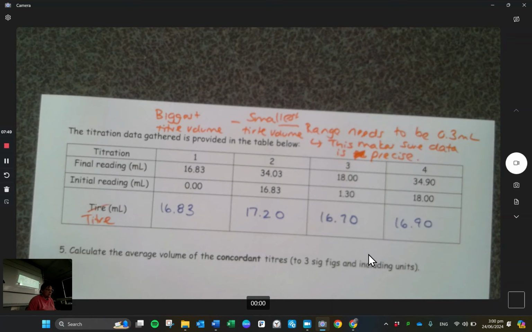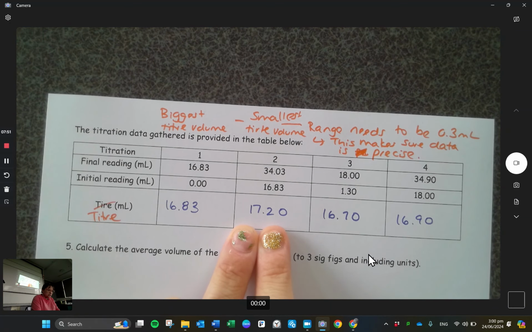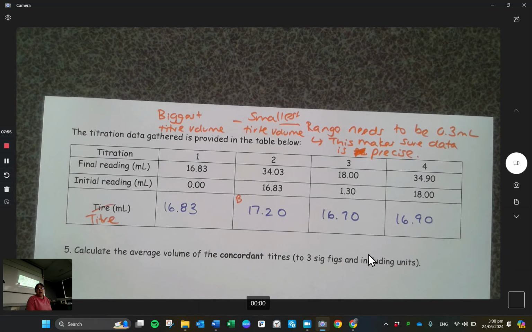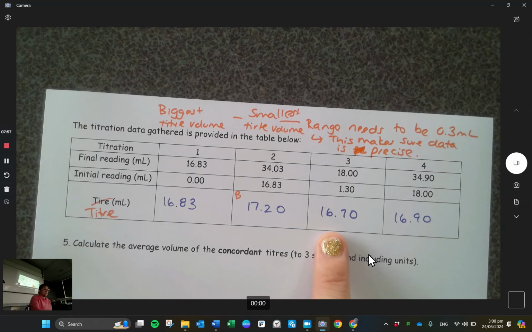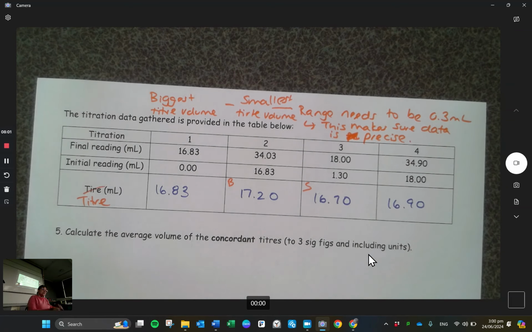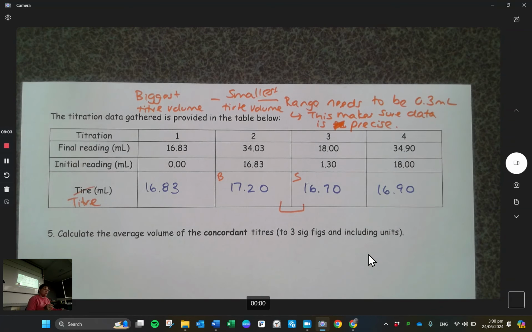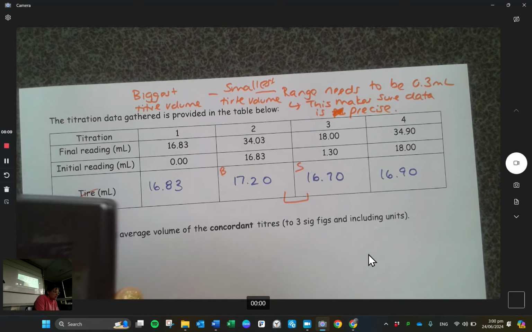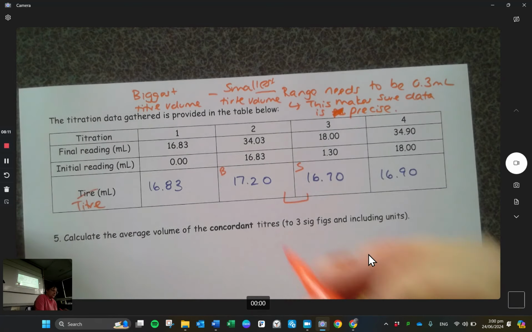So when I look at this guy here, 17.2, that one is my biggest. So I'm just going to write a B next to it. And then my smallest one is 16.7. So if I did the subtraction between these two values, 17.2 minus 16.7, I would get my range is 0.5.